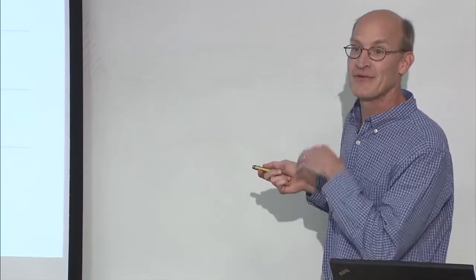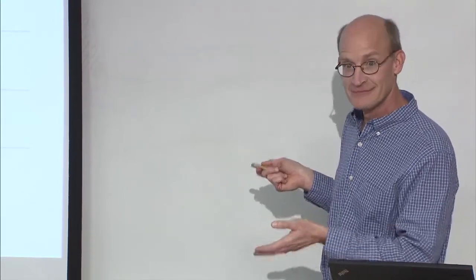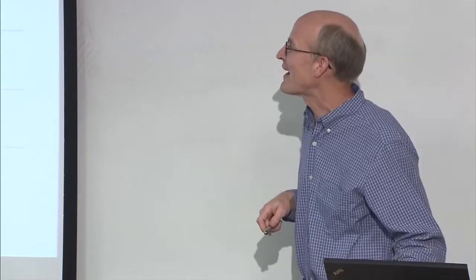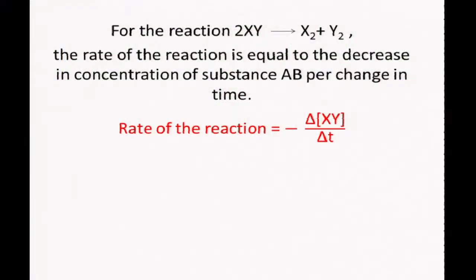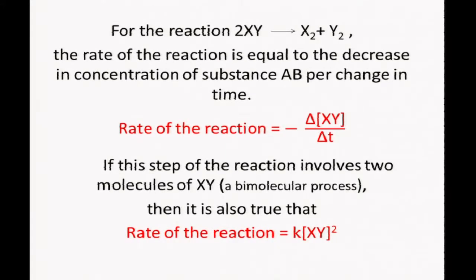My other option is if it's not first order, it's very likely a second order reaction. So now I have to figure out what I have to do to my data to get my second order reaction into the y equals mx plus b form. So here we go again. Rate of reaction, same thing as before. We're losing XY over time. If it's a second order reaction, or a bimolecular process, then our rate of reaction is equal to the rate constant times the concentration of XY squared.